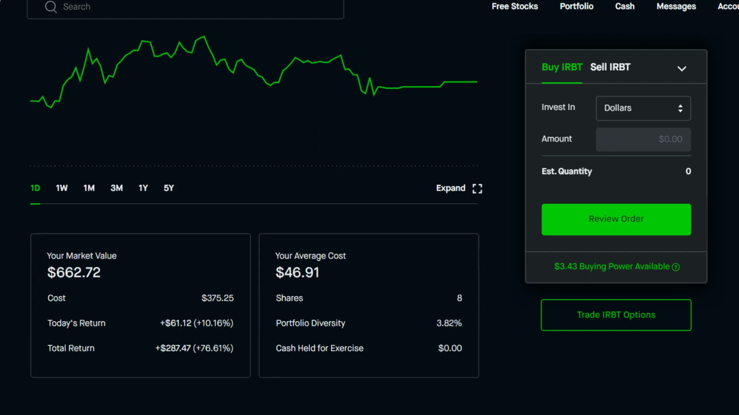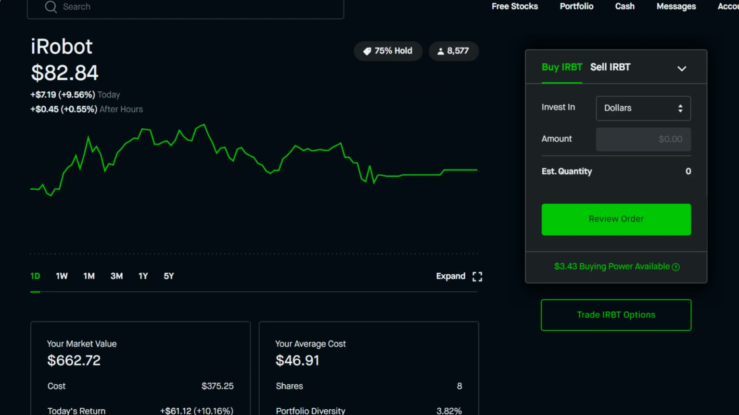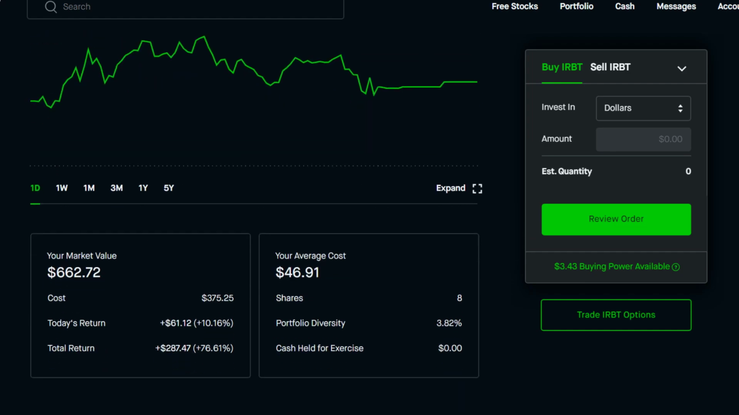Following that is iRobot. One that I'm relatively close to cashing out of. I gotta be honest with you, after today's 10% jump, I may be cashing out of this position shortly. $46.91 per share, 8 shares, 3.8% of the portfolio. Overall return of $287 or 76%.